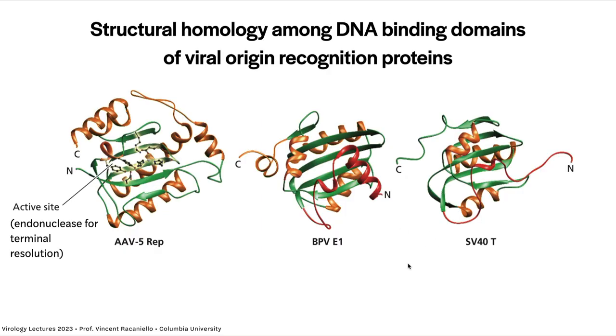Origin binding proteins have similar structures. Here are structures of three. AAV5, that's a parvovirus, that's the Rep protein, the bovine papillomavirus E1, and the SV40 large T. You can see they all have this multi-beta-stranded sheet structure with alpha helices surrounding it. Looks very similar. And the AAV5 Rep, of course, in addition, has an active site because it's also an endonuclease, and the active site is shown there for nicking the DNA, as we talked about. So these are most likely evolved from a common ancestor.